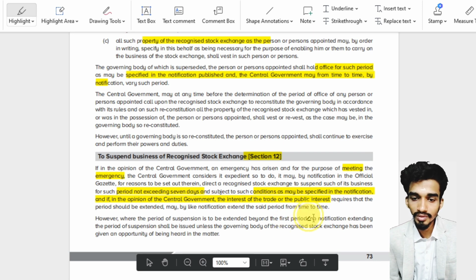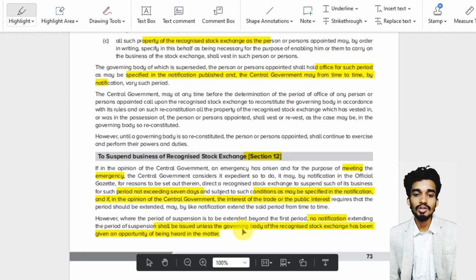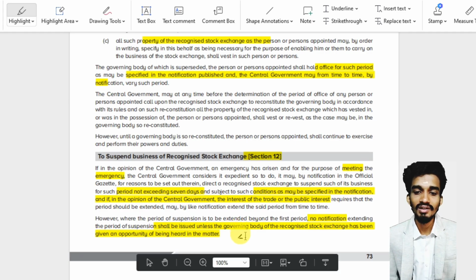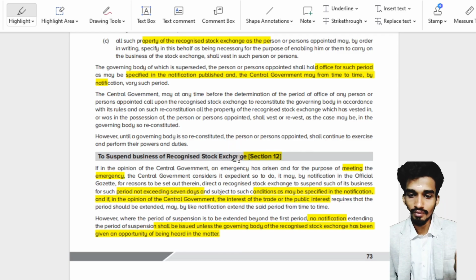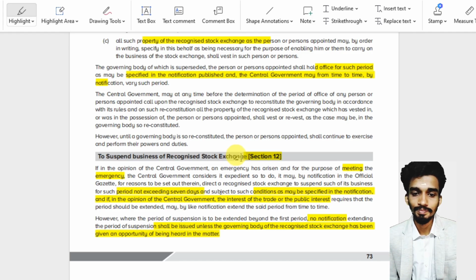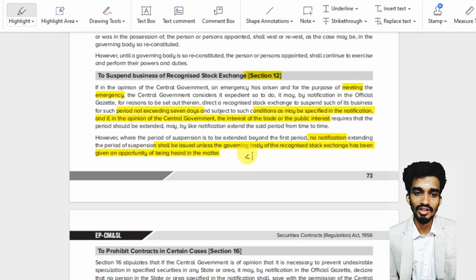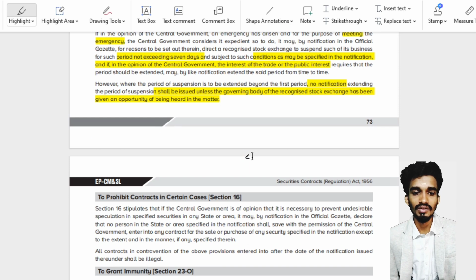For the purpose of this, no notification extending shall be issued unless they have given the opportunity of being heard. The opportunity of being heard has to be given if they are extending the period of 7 days. Without this, no notification can be given. But if you are extending the period of 7 days, after giving the opportunity of being heard and after notifying in the official gazette, you can suspend the stock exchanges from transacting business activities.